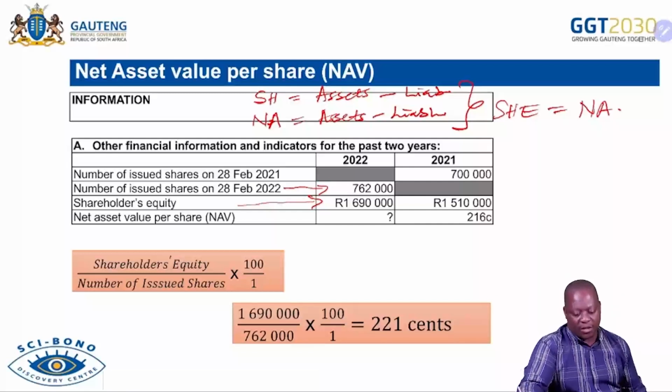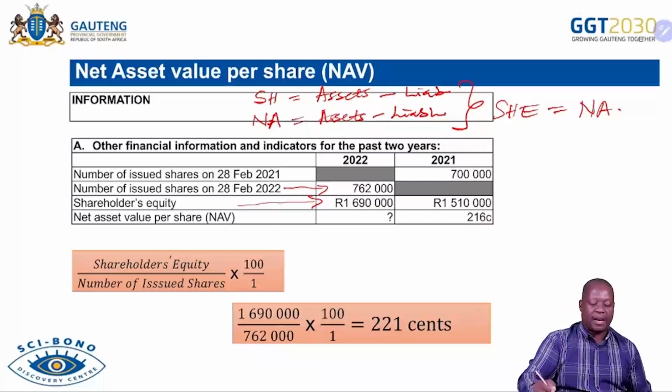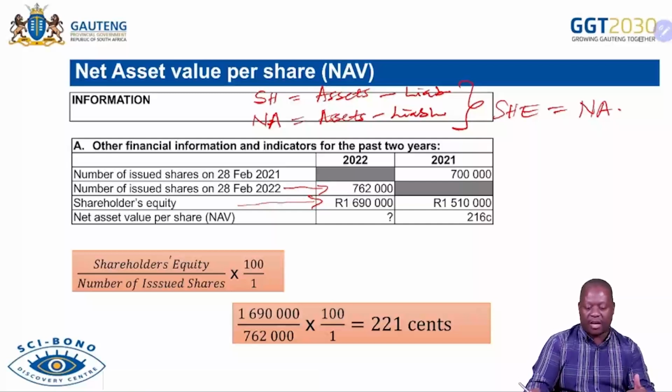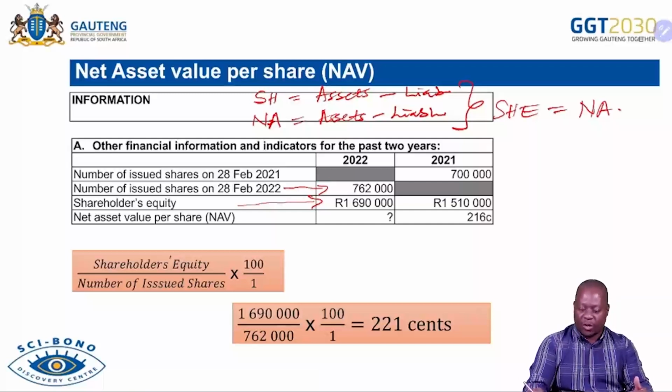So it's 1,690,000 divided by 762,000, which is the number of issued shares. And then this is going to give us 221 cents. So it means the net asset value per share is 221 cents. For 3 marks, not bad at all.